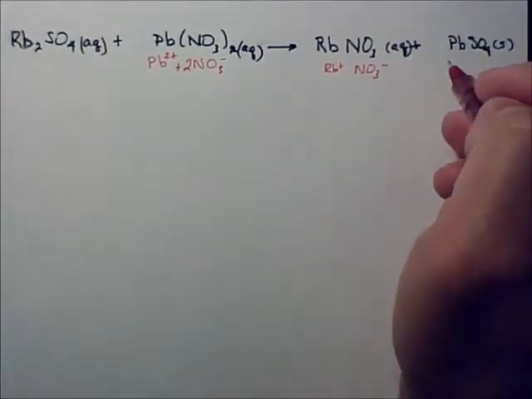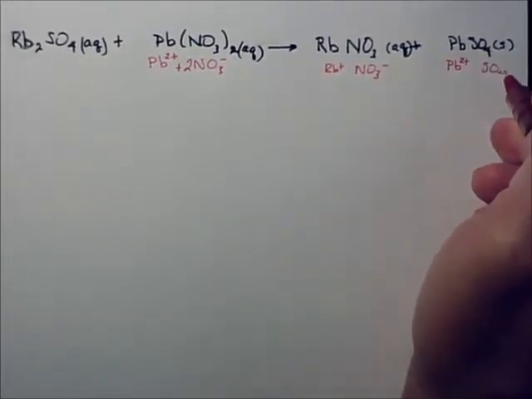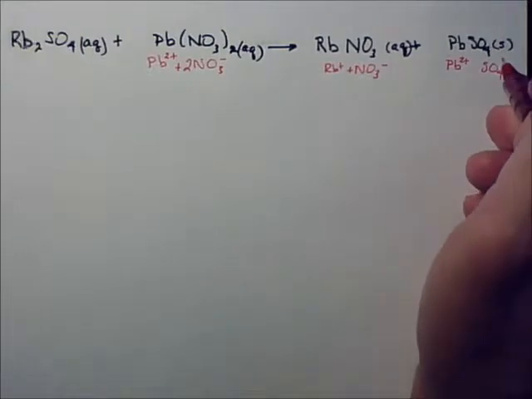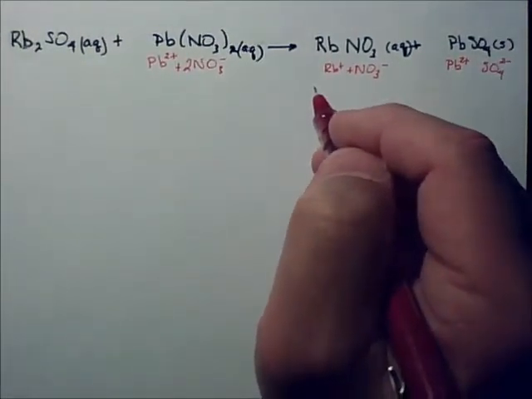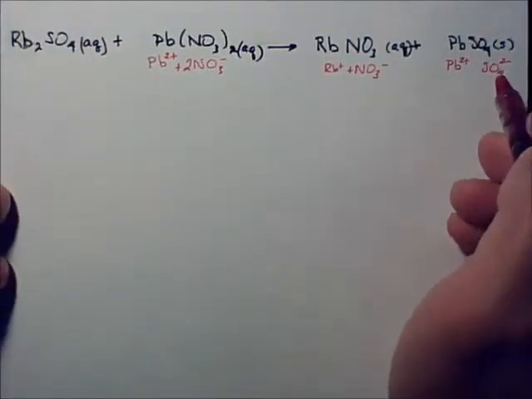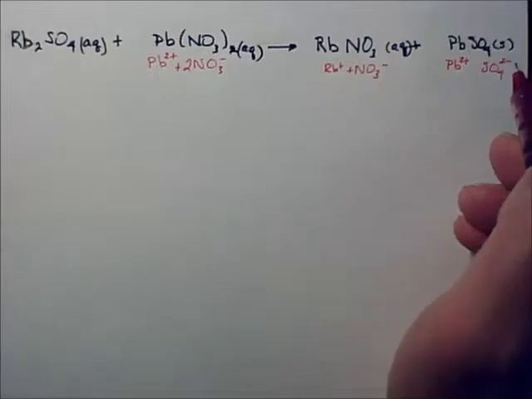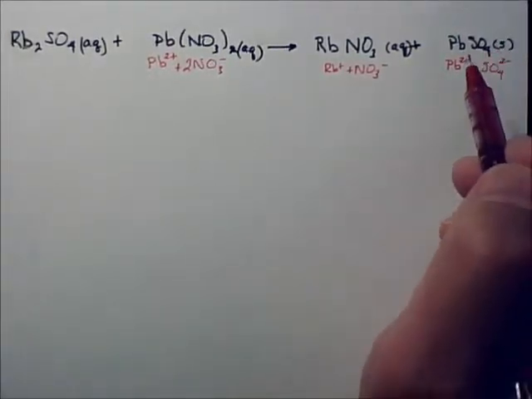We said lead was going to be lead 2 plus. What's the charge on the sulfate? 2 negative. Where did you find that? Common ions list, the polyatomic ions. And so that's a 2 plus and a 2 negative. That's already charge balanced. We don't need any subscripts to charge balance anything, so that's balanced.